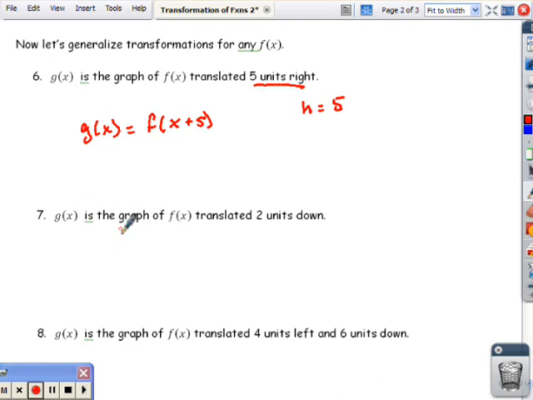For the next one, graph of f of x translated 2 units down. Here k is negative 2. And remember we said yesterday that k is what happens to the function, what happens after the function is applied. So I have x, I apply the function, and then I'll move down 2.